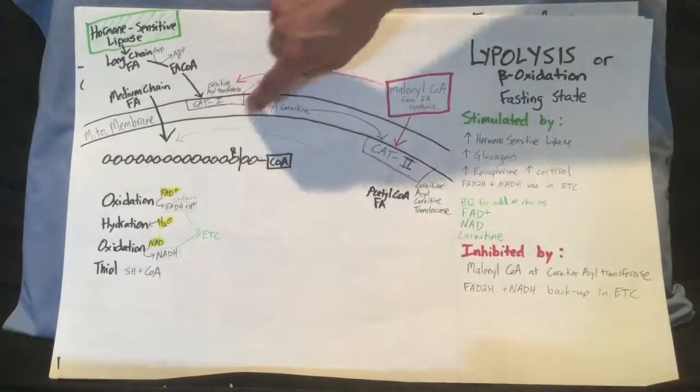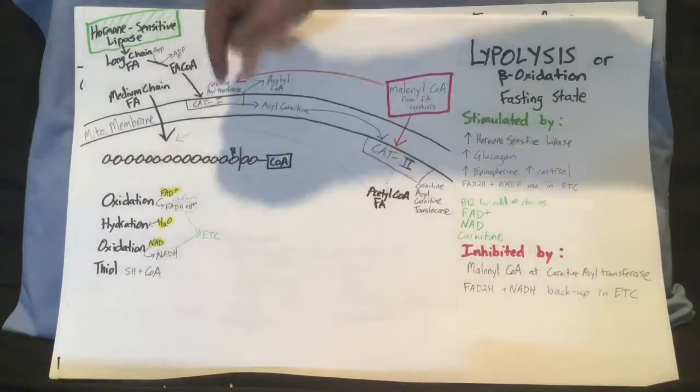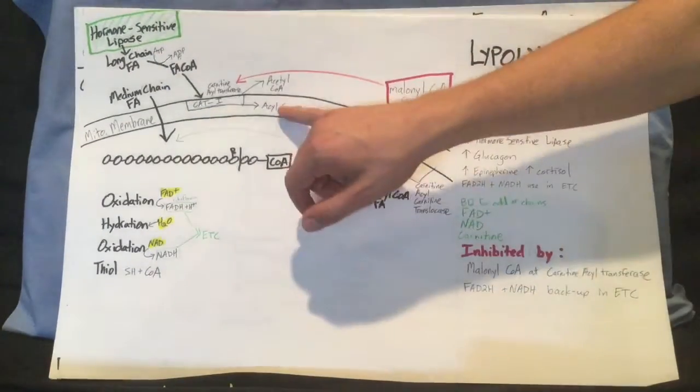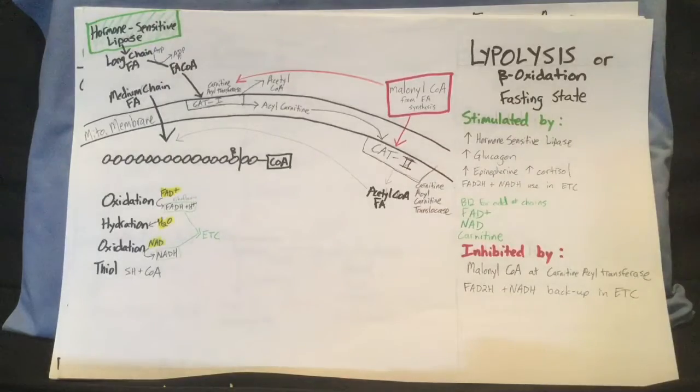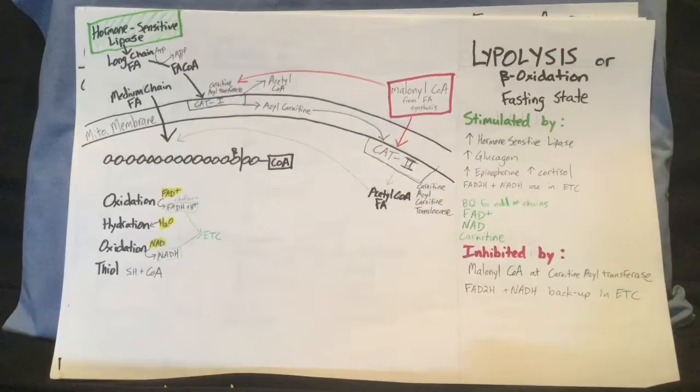We also need some carnitine. That's important for fat burning because you have to get your long chain fatty acids into your mitochondria. The carnitine shuttle is how you do that. Now, in the fasting state, we want this to happen. We want to use our stored fatty acids to make energy.